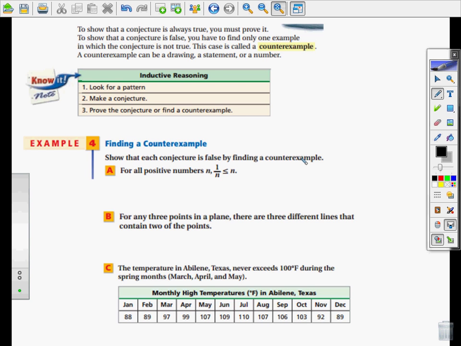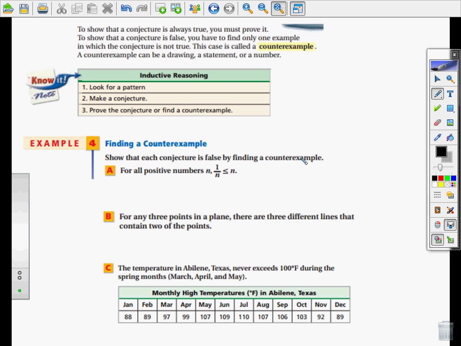So we're finding something called a counterexample, and what that is, very simply, is just one example in which the conjecture that was written out in front of you isn't true. And all you need is one example to disprove it. To show that a conjecture is always true, you've got to prove it. And to show that a conjecture is false, all you have to have is just one example where it's not true, and it totally falsifies it. We call this one example that falsifies it or makes it not true a counterexample.